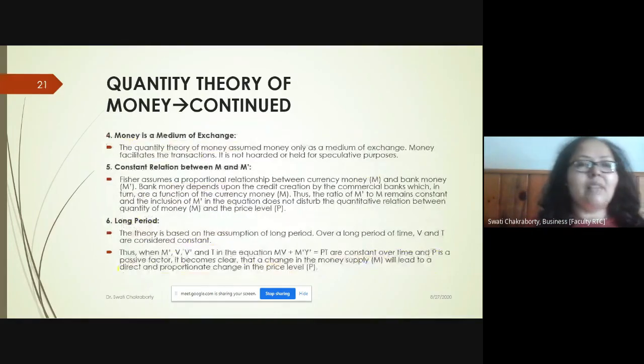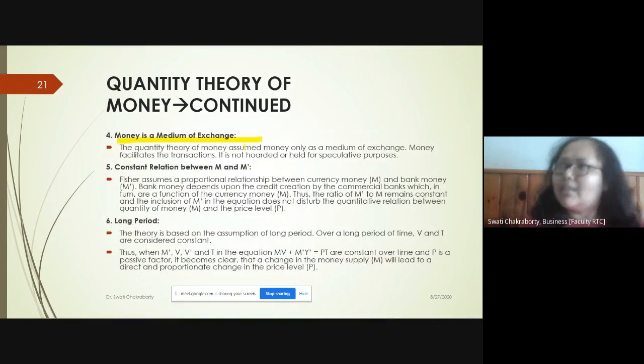The fourth assumption is that money is a medium of exchange. The quantity theory of money makes an assumption that money is used only for exchange purposes, as a medium of exchange, for facilitating transactions. It is not hoarded or held for speculative purposes.